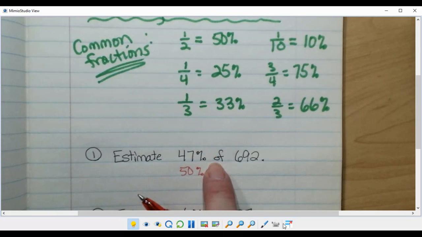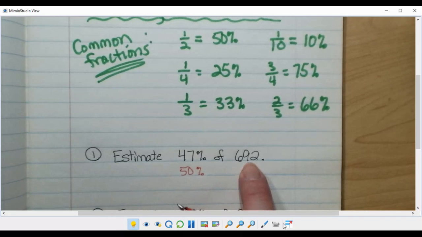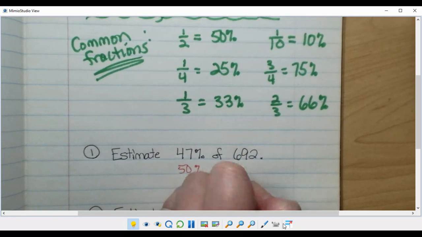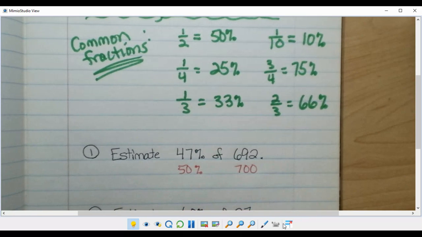Of course, "of" means times. We'll talk about that in a couple minutes. Let's pick a number that's close to 692, but that will be easy to work with, easy to cut in half. All right, I'm going to go for 700. It's not that far away. It ends in zeros, which makes it great to cut in half.